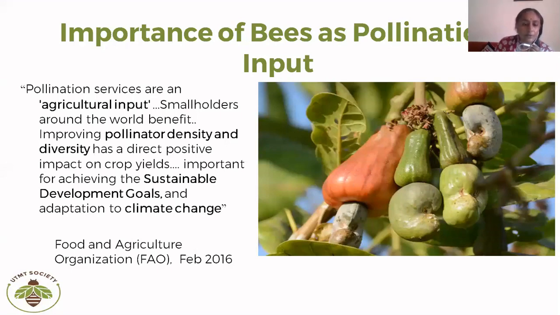So in February 2016, the FAO actually put out this game changer statement, game changer for many of us who've been working on this for a while. It put out pollination services as an agricultural input, as important as, say, soil, water, and the other things that we generally think of. It said clearly that for smallholders it was crucial, and they talked about improving pollinator density and diversity, which basically means increasing the number of pollinators as well as the kind of pollinators, and also pointed out how important it was for achieving the SDGs and also adaptation to climate change.